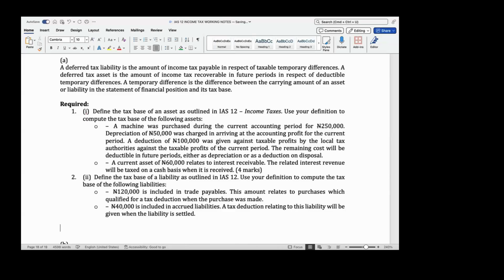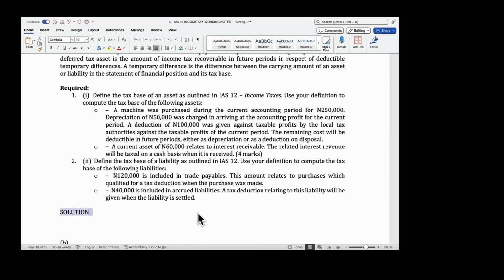Let's solve this one before we go to the next part of this question. So the first solution here, this question says define tax base of an asset. So the tax base of an asset is the amount that will be deductible or taxable in future period in respect of the assets. Yes, let me keep it that simple.